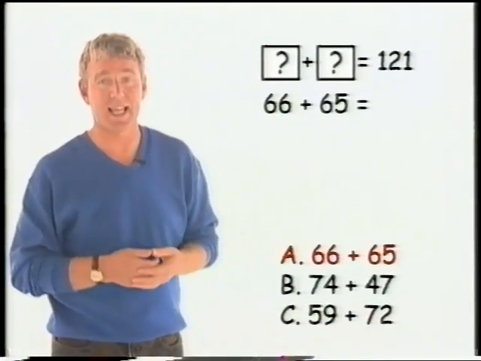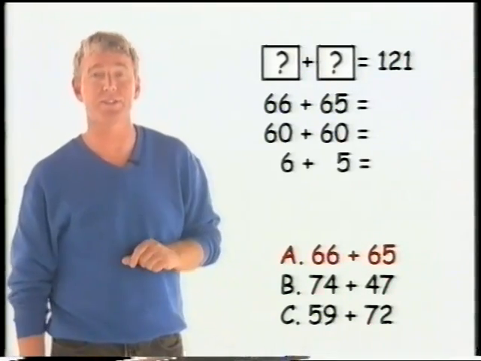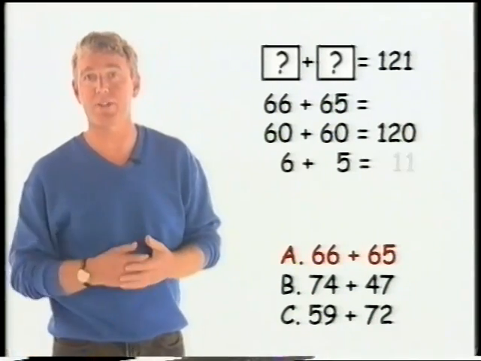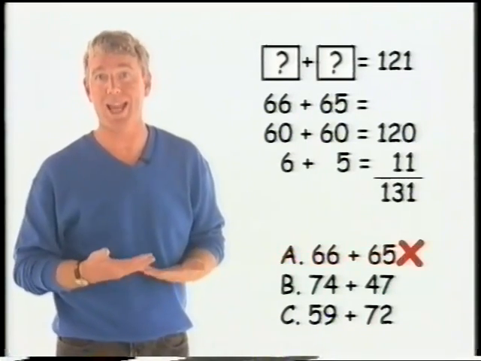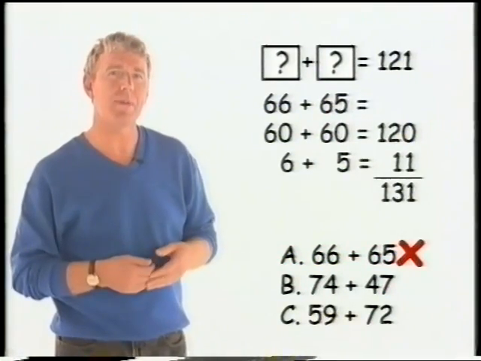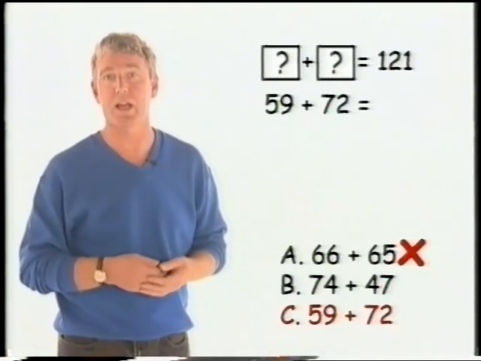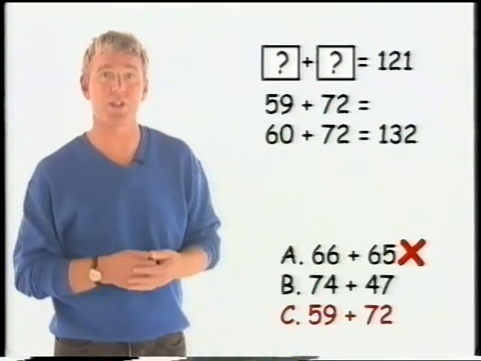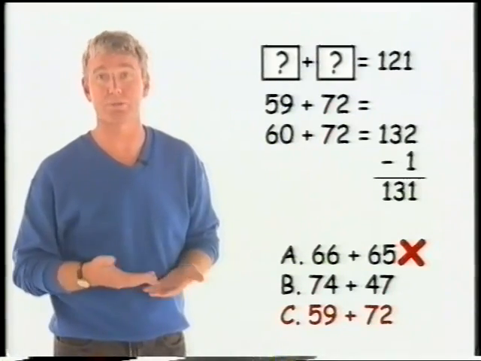Let's work out the answer. Adding 66 and 65 is the same as adding 60 and 60 and 6 and 5. Two 60s are 120 and 6 and 5 are 11. So the total is 131. So A is wrong. You can make 59 added to 72 easier by rounding 59 up to 60. 60 plus 72 is 132. Then take off the 1 gives 131. So C is wrong.